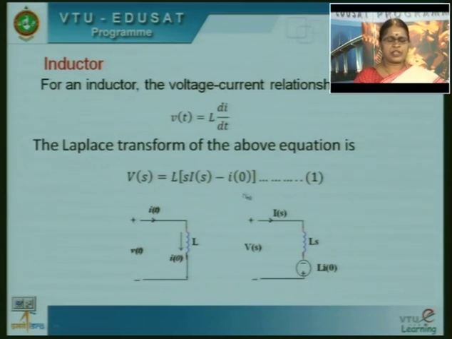Now, this I can split into two terms. The first term is L S into I of S, minus the second term, which is L into I of 0.